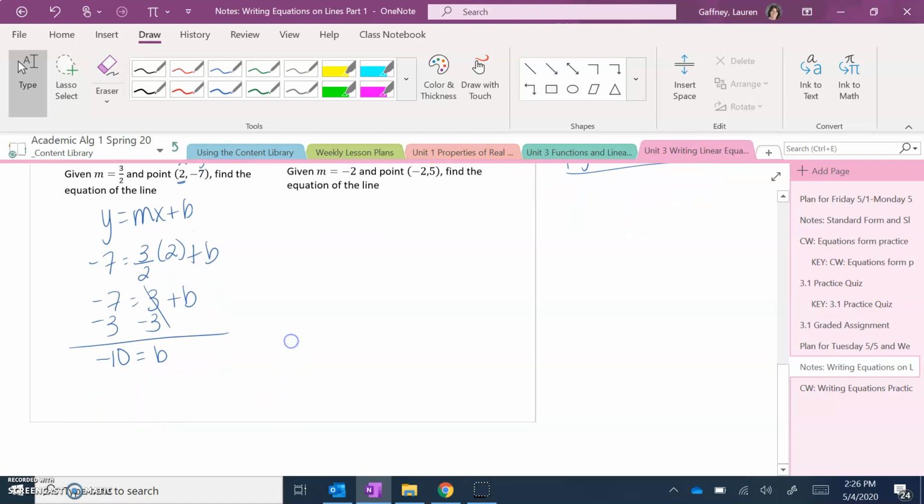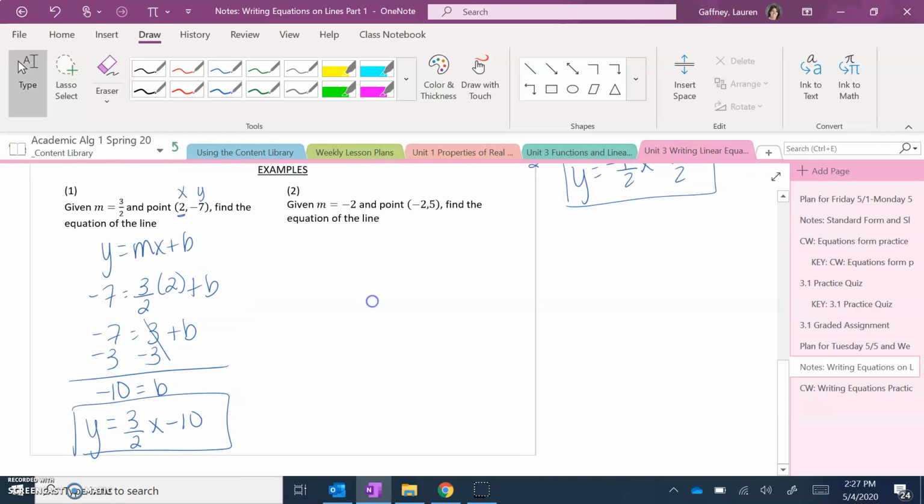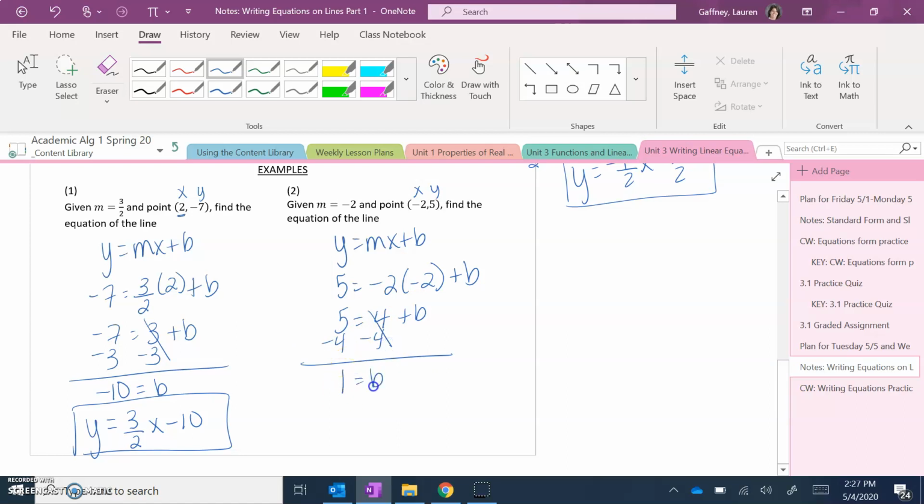Okay, so now let me stress this. You only want to fill in the m and the b to the final answer. Okay, so the m is 3/2 x, and then the b is a -10. Okay, one more. Okay, they gave us the m, this is the x, and the y. So let's fill in. Y is 5, m is -2, x is -2, and then plus b. So this is 4. So to solve for b, subtract the 4 over, and you simply have 1 equals b.